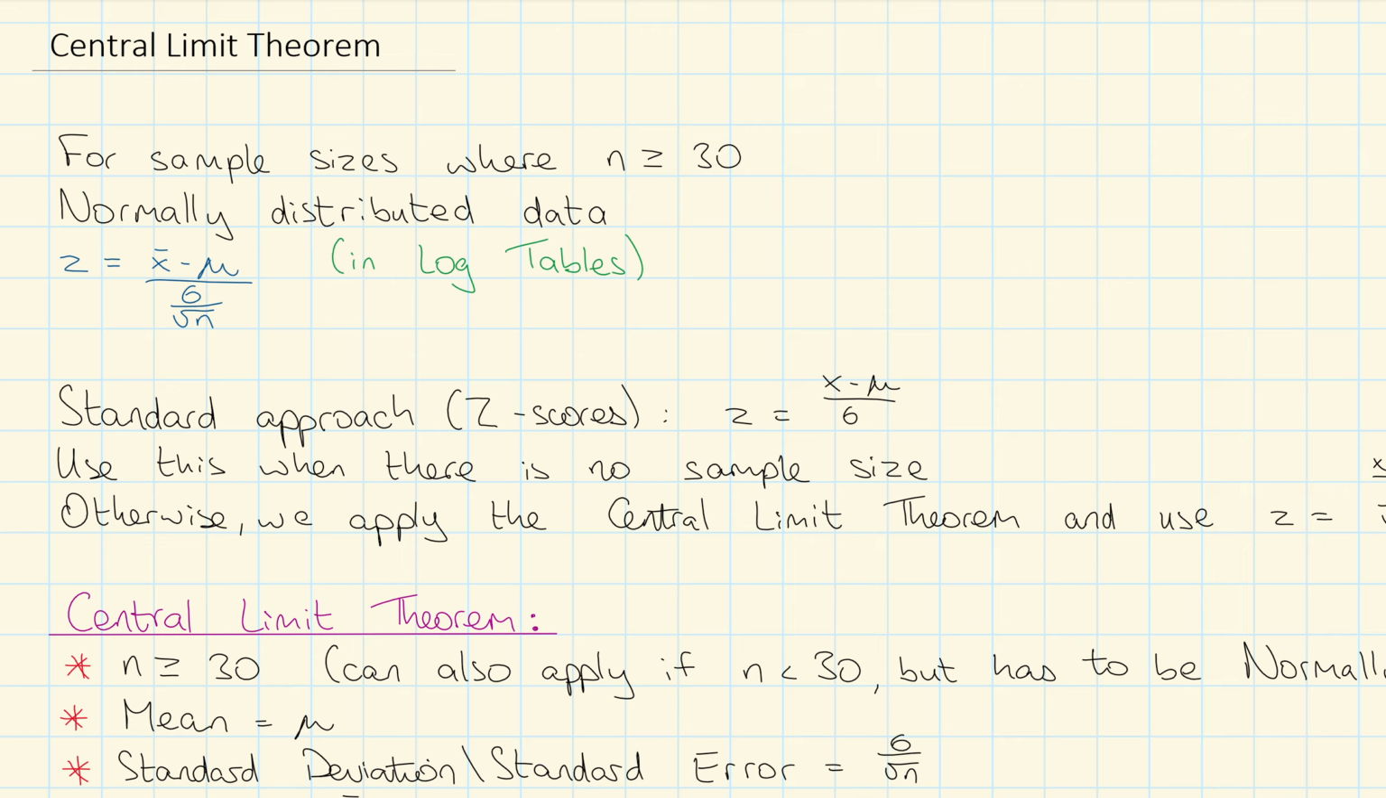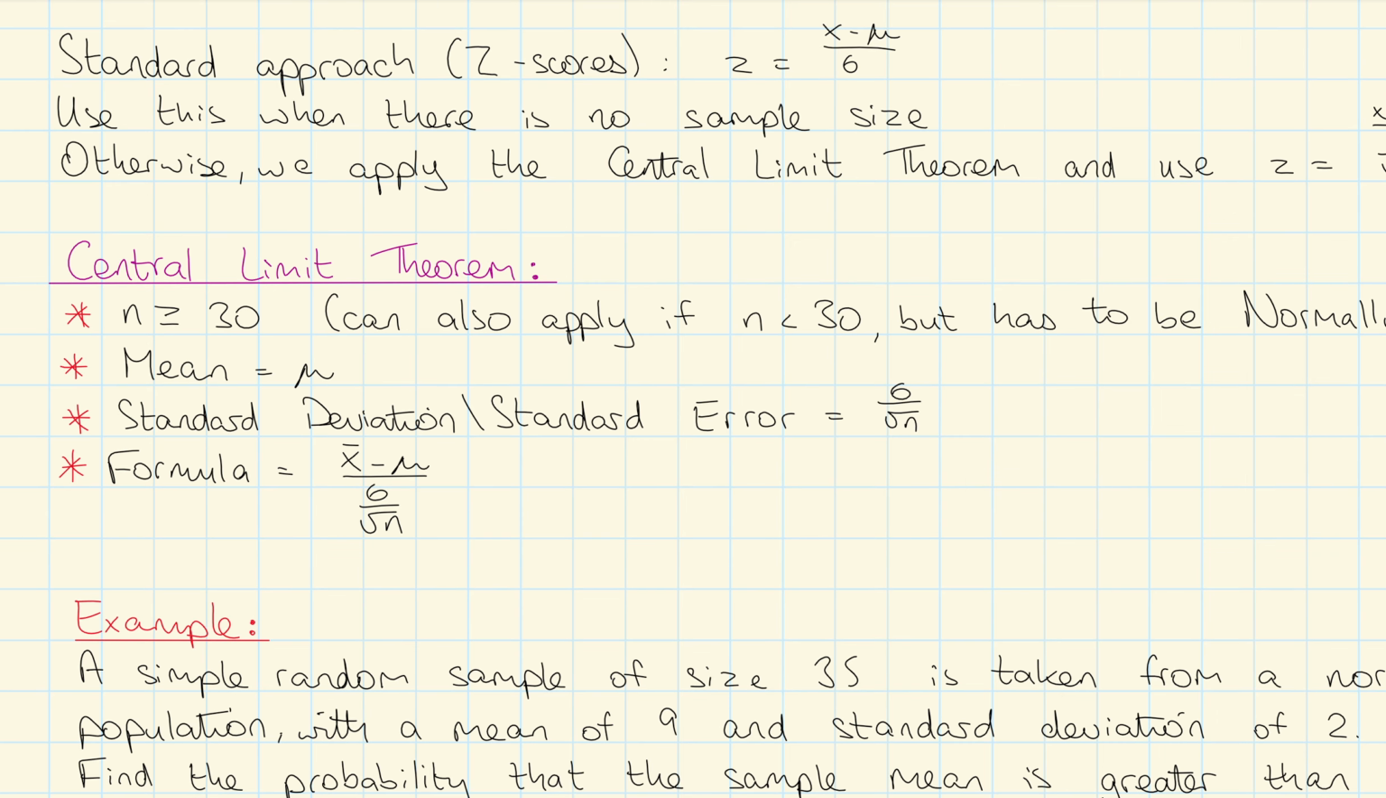The standard approach that we would have used before this was still in your log table. Z is equal to x minus your mean over the standard deviation. You'll see here in this formula there's no mention of n, so we didn't have a sample size. So central limit theorem applies when there's a sample size.